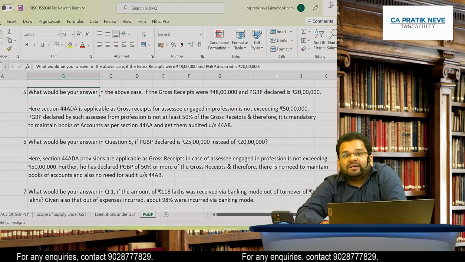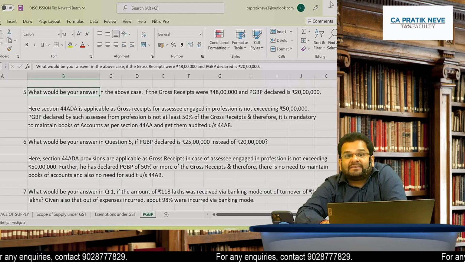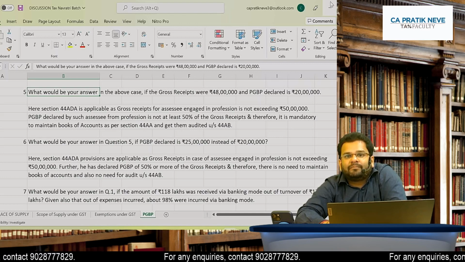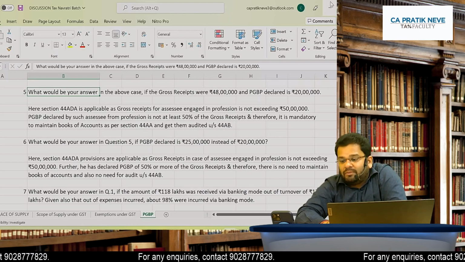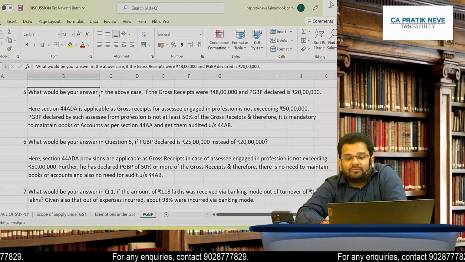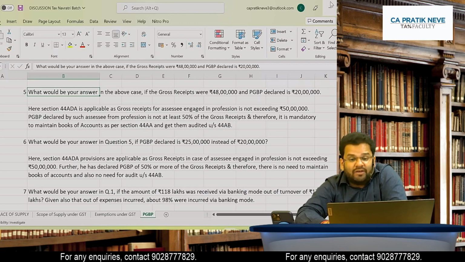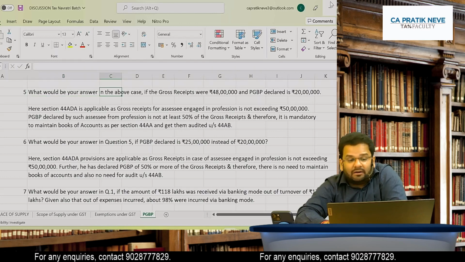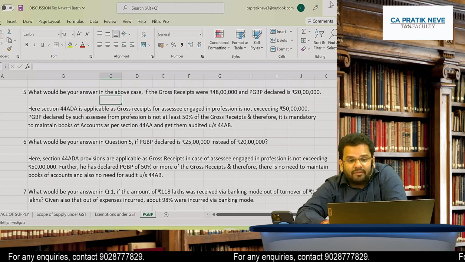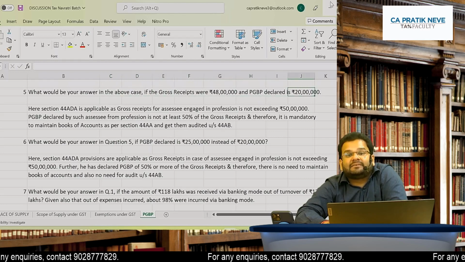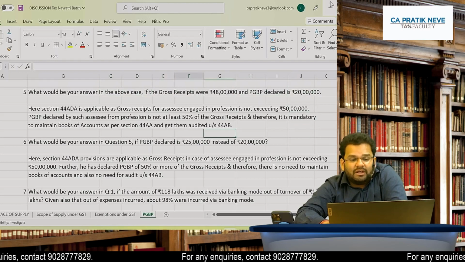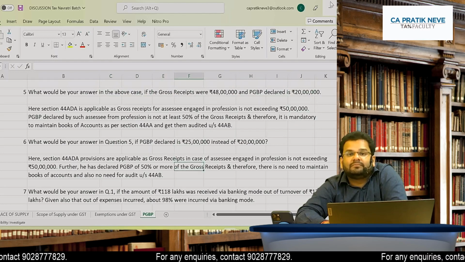When gross receipts, Kashish, are 48 lakhs, how much should be PGBP declared minimum? Minimum PGBP to be declared is how much? When gross receipts are not exceeding 50 lakhs. 24 lakhs. Very good, Aditya. But how much we are declaring? We are declaring only 20 lakhs. So maintain books of accounts and get them audited. Agreed?